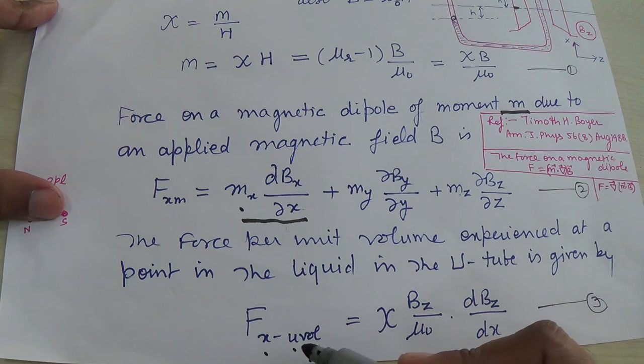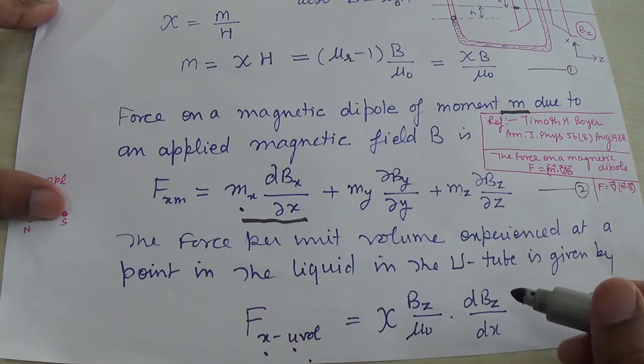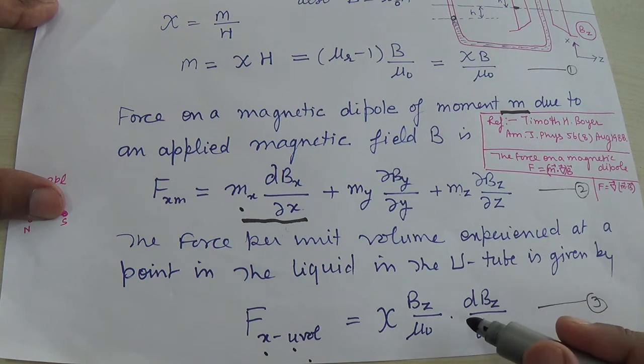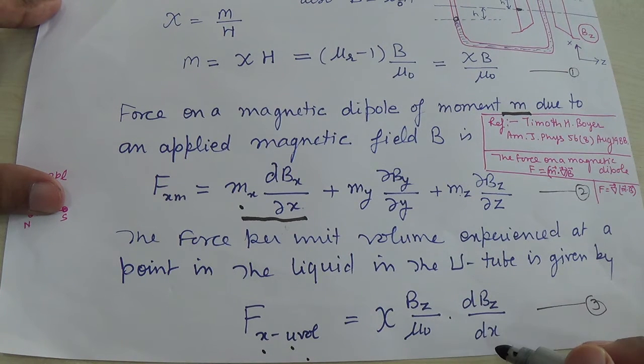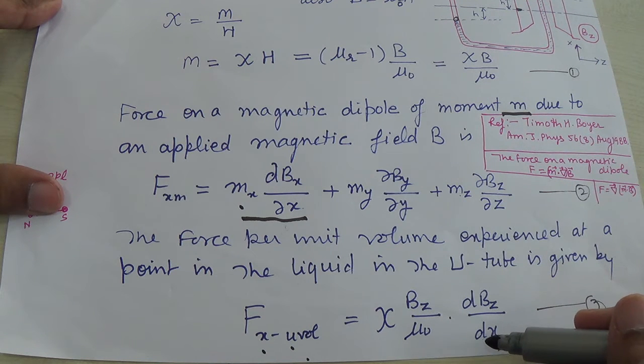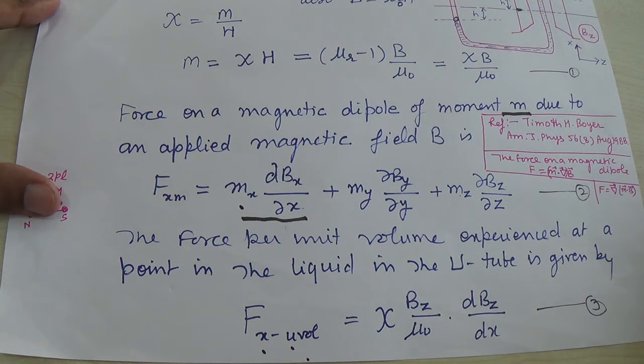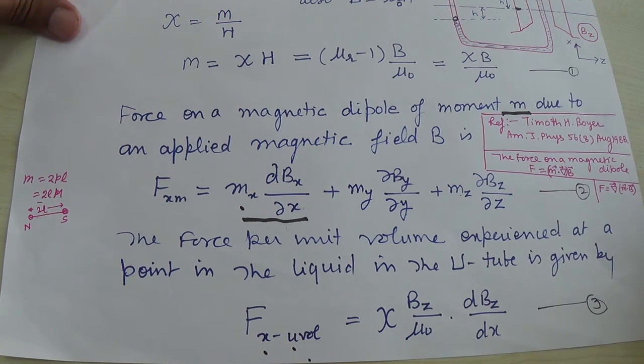So the force per unit volume is equal to chi Bz upon mu naught, and this factor is m, and the second part, the gradient of the magnetic field, is this one. Here I am writing dBz upon dx. B I have considered along the z direction, and the variation of this magnetic field along the x direction is the gradient of the magnetic field. So force per unit volume is defined in this way.